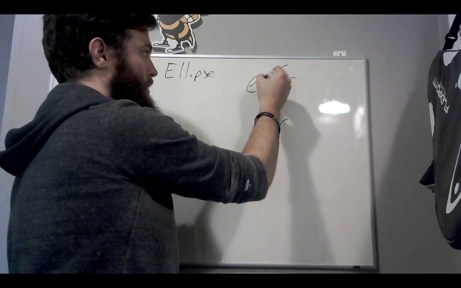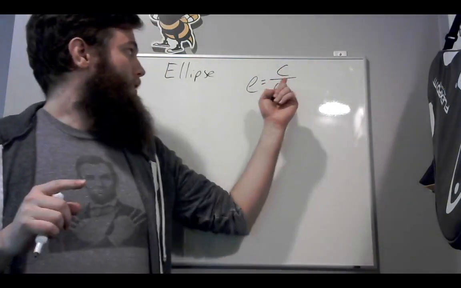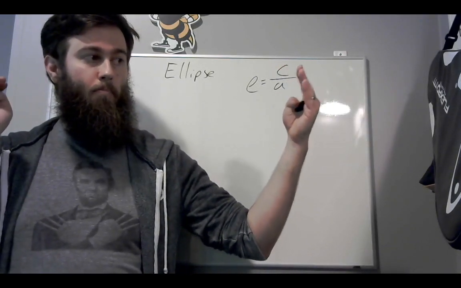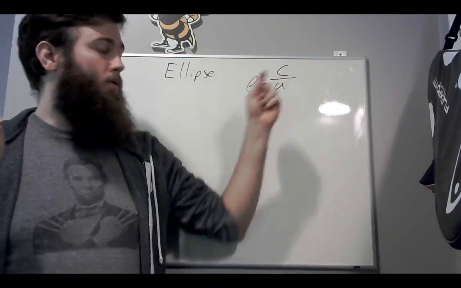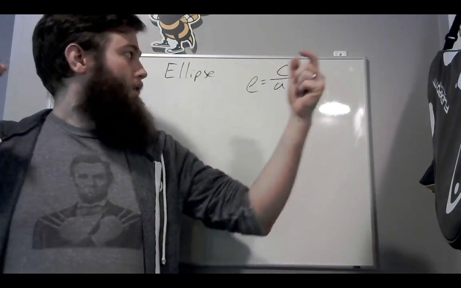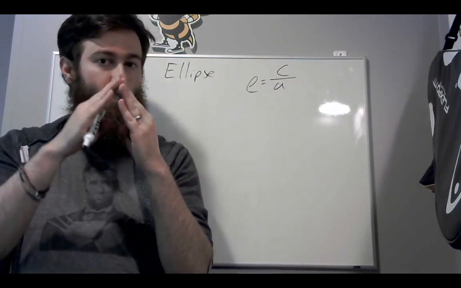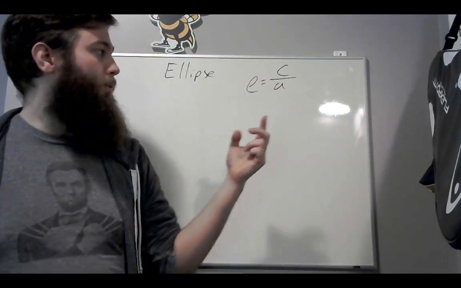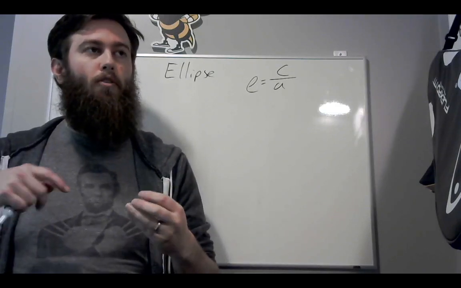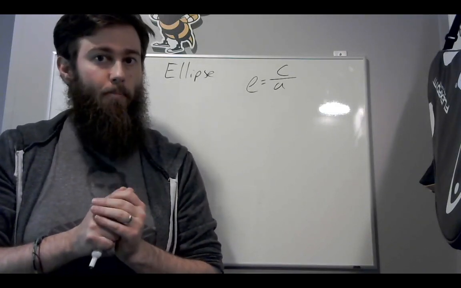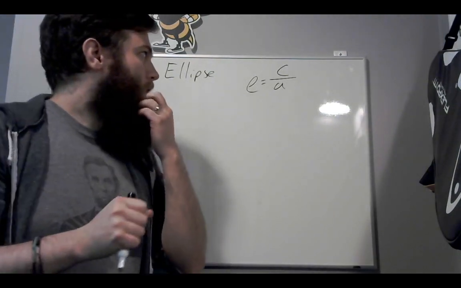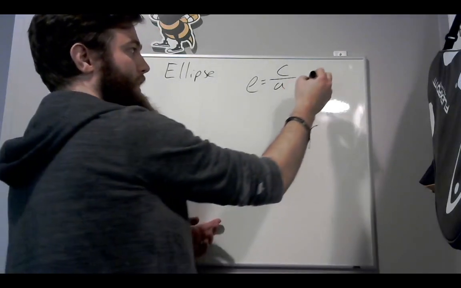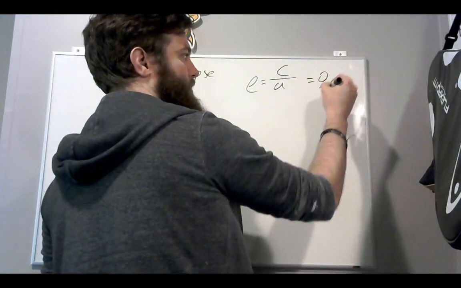So it's a ratio between your focus points and your actual vertices, your major axis endpoints. So C again is the distance from the center to the focus, and the distance from the center to the endpoint is your A, your major axis endpoint. So this is a ratio to tell you how off-center something is. So if you ever get 0, this is just a circle.